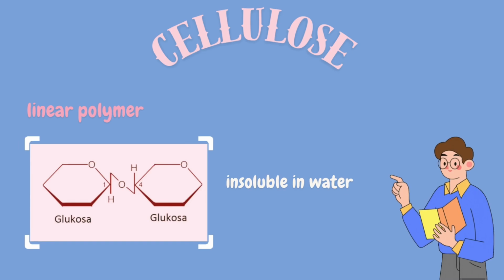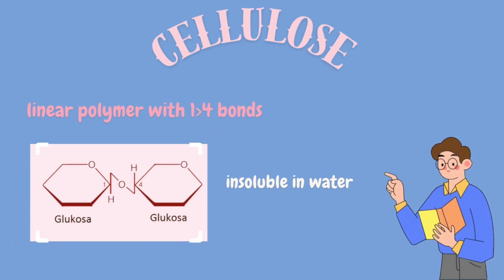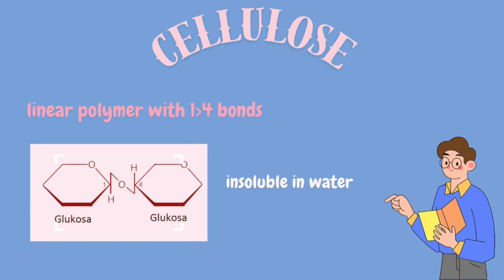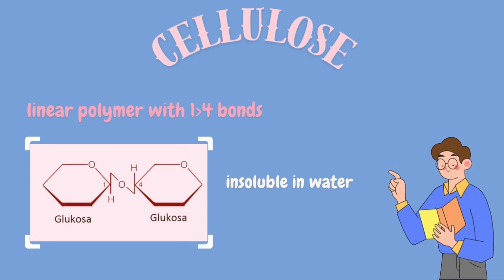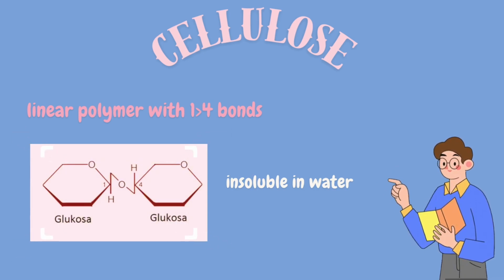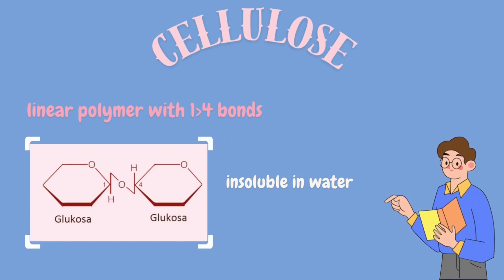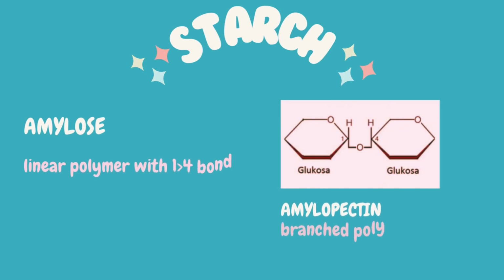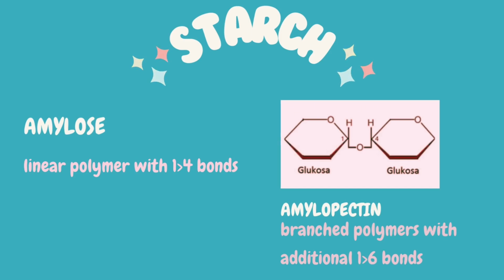Cellulose is a linear polymer with β1→4 bonds, about 40 parallel chains forming horizontal sheets that stack vertically one on top of the other. The chains and sheets are tied together with hydrogen bonds to produce fibers that are strong and insoluble in water. Starch contains two components, namely amylose, a linear polymer with α1→4 bonds, and amylopectin, a branched polymer with additional α1→6 bonds with a maximum of 10^6 glucose residues. Amylopectin is the largest molecule known.